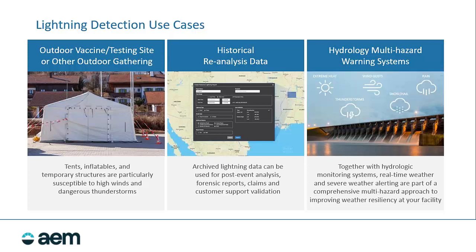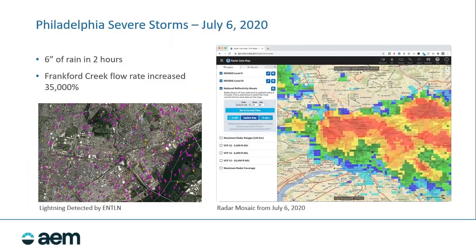And then finally, Charles is going to take us through a multi-hazard warning system, kind of show us a little bit about that, how together with hydrological monitoring systems, real-time weather and severe weather alerting are all part of a comprehensive package, a multi-hazard approach where you can improve your weather resiliency at your facility.